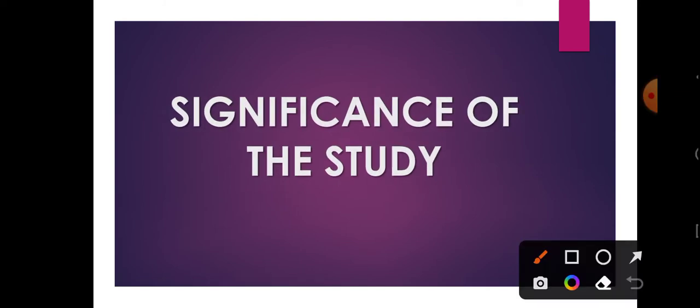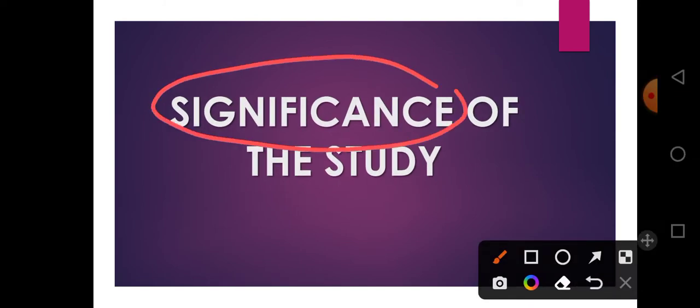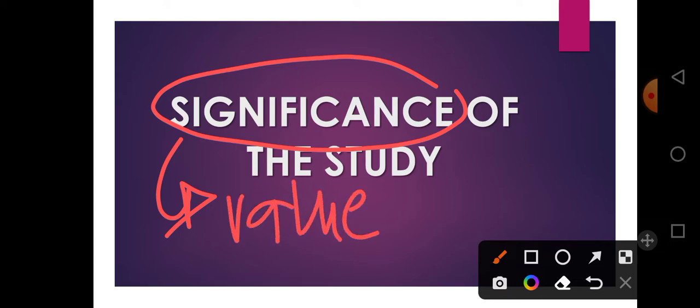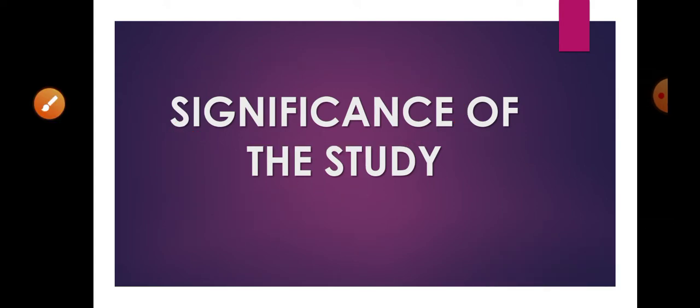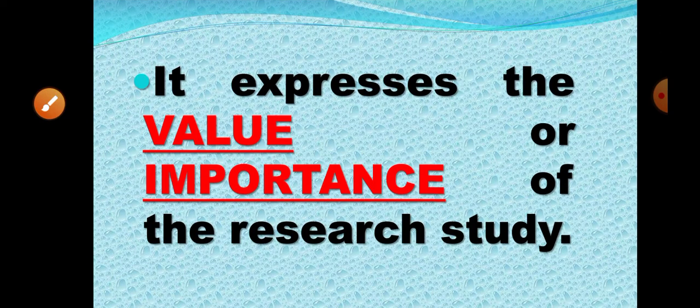Okay? So from the word itself, class, we have the word significance. So it means that this part of your research paper will discuss the value or importance of your research study. So the significance of the study expresses the value or importance of the research study. Meaning to say, class, in the significance of the study, you must discuss how your study is crucial in the development of new knowledge and understanding.